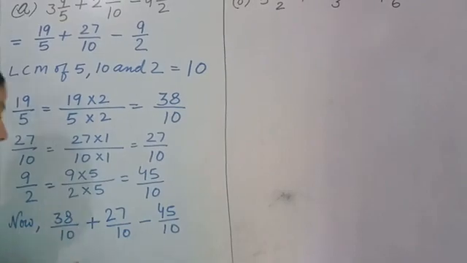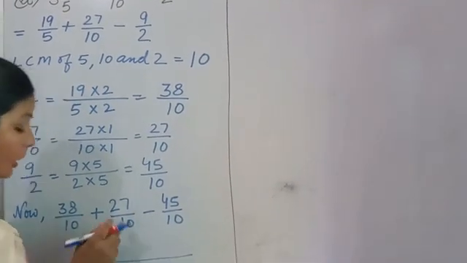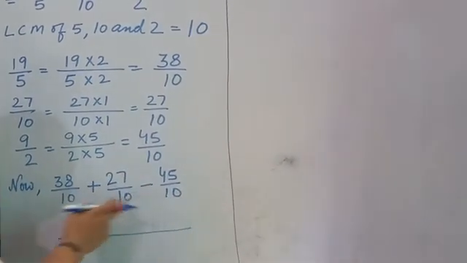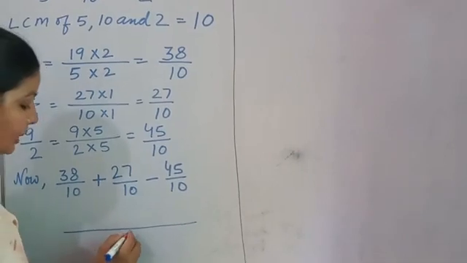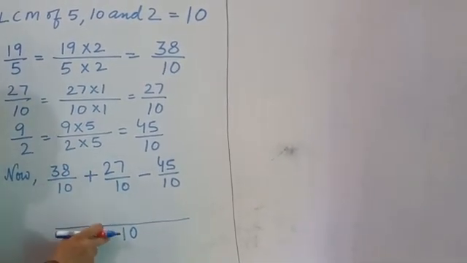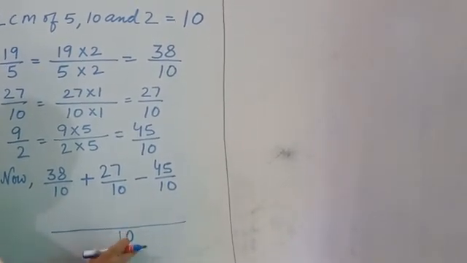Now common denominator is what? Common denominator is 10. Now where do we write it down? When you have 3 fractions, down the middle fraction we write our common denominator. And if there are only 2, we write it below the symbol in the middle. And 3 fractions are there, so we write it down of the middle fraction.